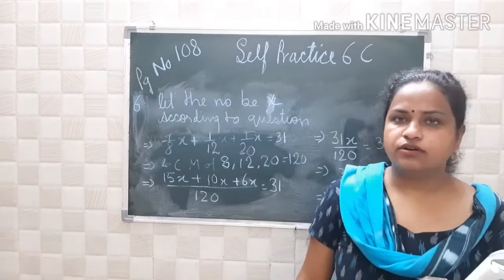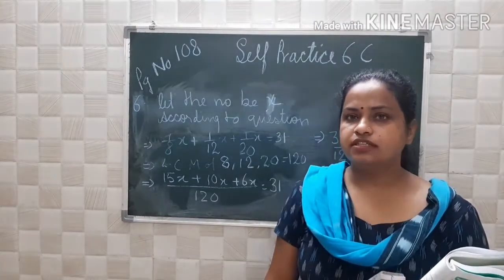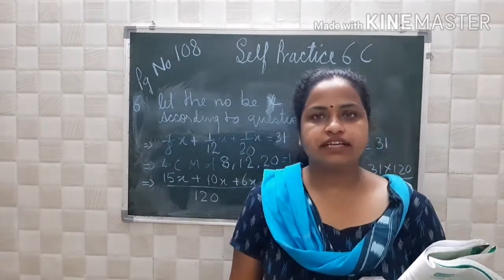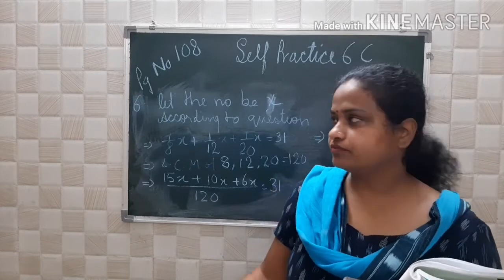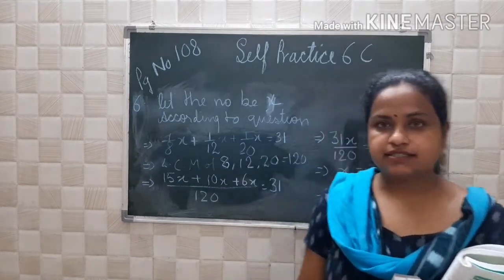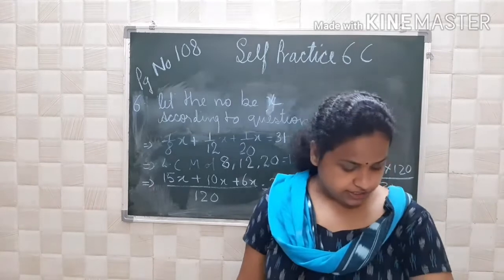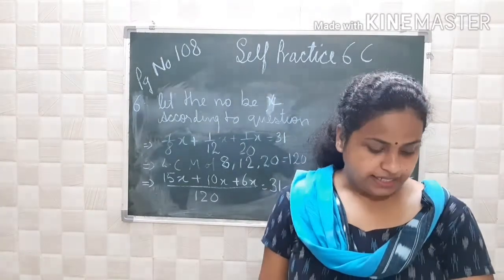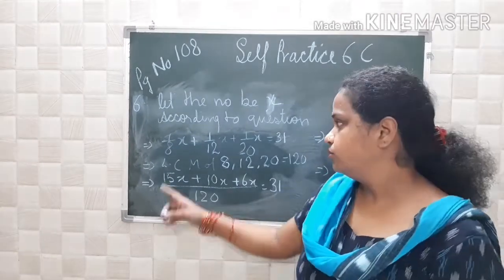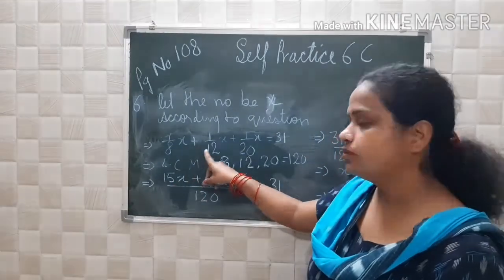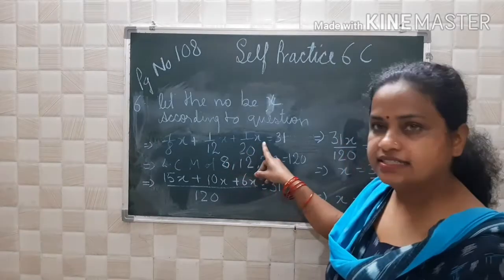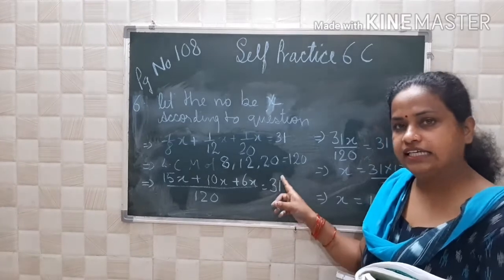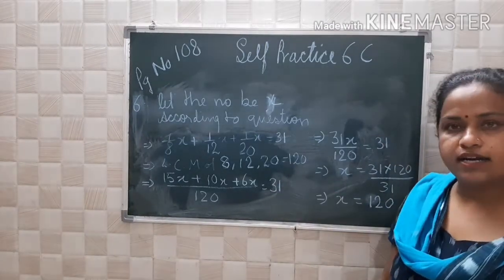Hello students, now we will continue question number 6 of exercise 6C. Till 5 we have done, and if you are having any doubt, you can ask your doubt. Let the number be x. According to the question, the sum of 1/8, 1/12 and 1/20 part is 31. So 1/8 x plus 1/12 x plus 1/20 x is equal to 31. What will be the LCM of 8, 12 and 20? If you find the LCM, you will get 120.